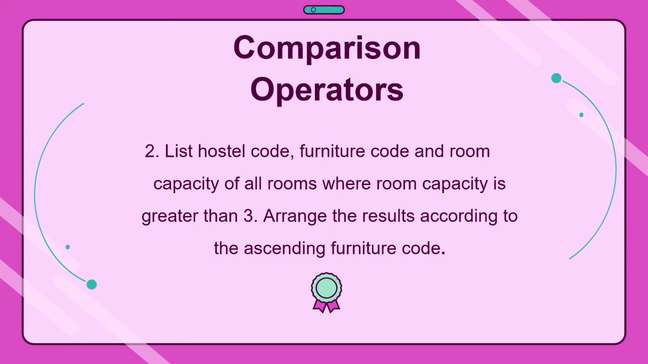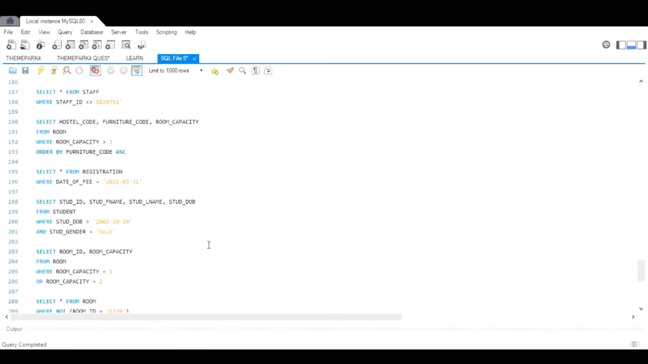Question 2. List hostel code, furniture code, and room capacity of all rooms where room capacity is greater than 3. Arrange the result according to ascending furniture code. Okay, based on the question, we need to list hostel code, furniture code, and room capacity. So we select all of these from the room table.